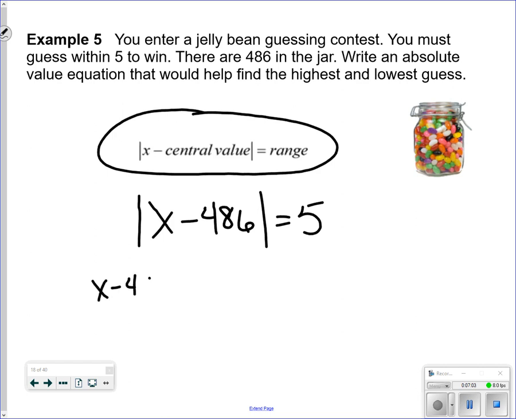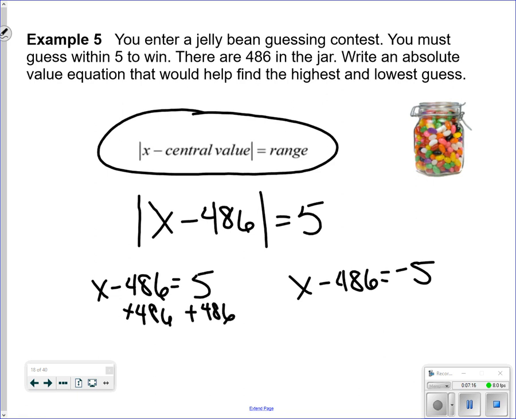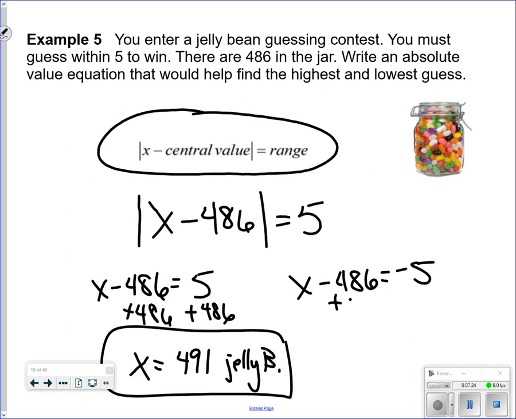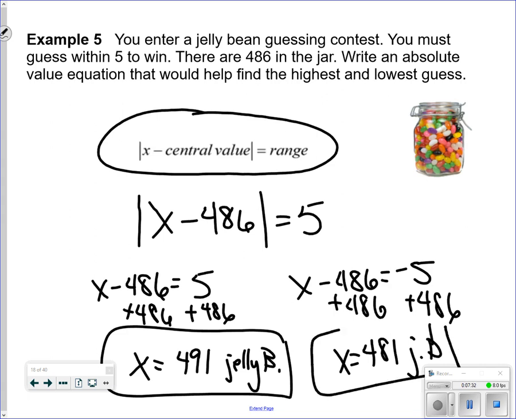So x minus 486 equals positive 5, so that's going to the right. x minus 486 equals negative 5, that's going to the left on the number line. Add 486, so you're allowed to have a guess as high as 491 jelly beans. Add 486. You're allowed to have a guess of 481. I'm going to abbreviate jelly beans.